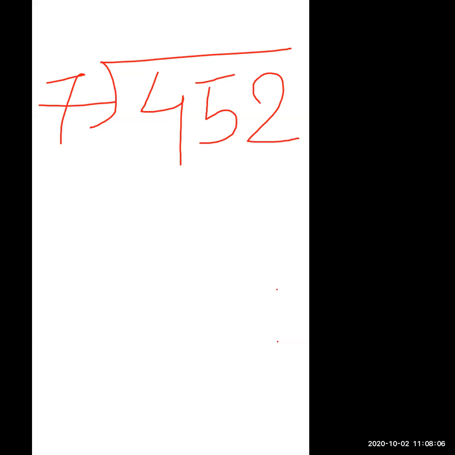Concentrate here, okay? What is the divisor in this sum? 7 is the divisor and 452 is the dividend. Now I'm going to explain. See, go to the first number. The first number is 4. It is smaller than 7. In the table of 7, 4 is not there, so you want to take 0 there. The same 0 you write here.